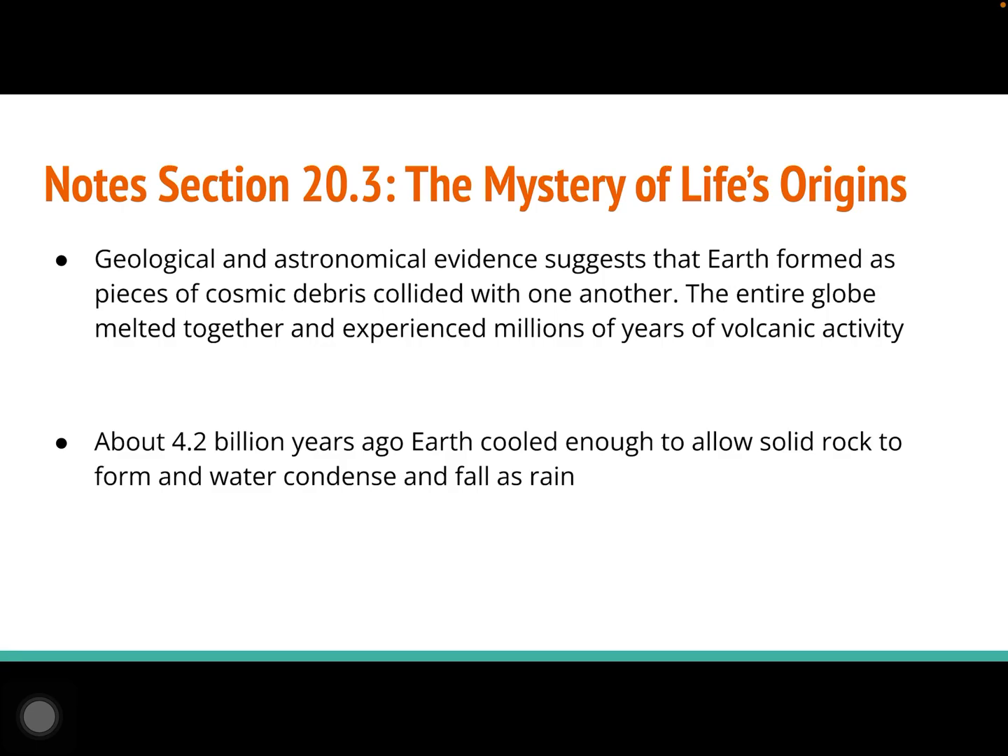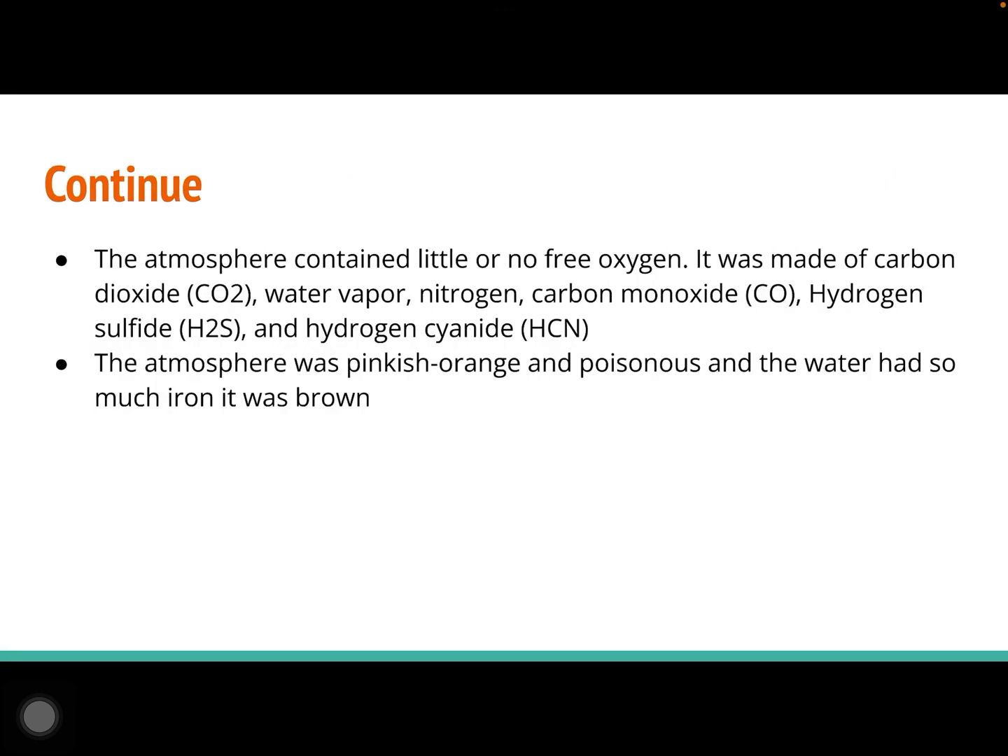So about 4.2 billion years ago, the Earth cooled enough to allow solid rock to form and water to condense and fall as rain. So again, for a long time it wasn't able to cool. Finally it cooled enough to create a crust and then water to condense and fall as rain. The atmosphere at the time was little or no oxygen. It was made up of carbon dioxide, so CO2, water vapor, nitrogen, carbon monoxide, hydrogen sulfide, and hydrogen cyanide. Those are very poisonous gases and not ideal for life.